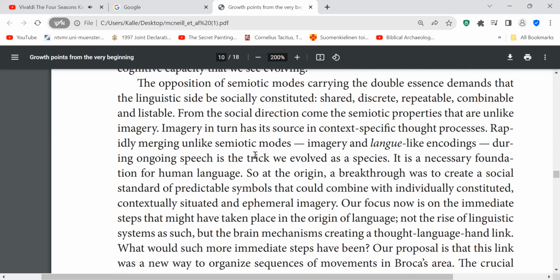demands that the linguistic side be socially constituted, shared, discrete, repeatable, combinable, and listable. From the social direction come the semiotic properties that are unlike imagery. Imagery, in turn, has its source in context-specific thought processes, rapidly emerging, unlike semiotic modes.